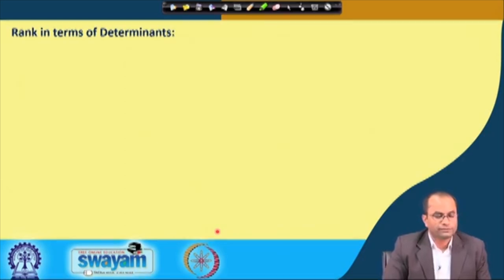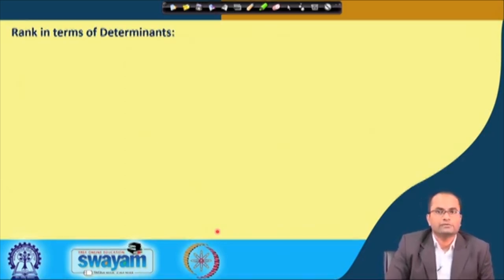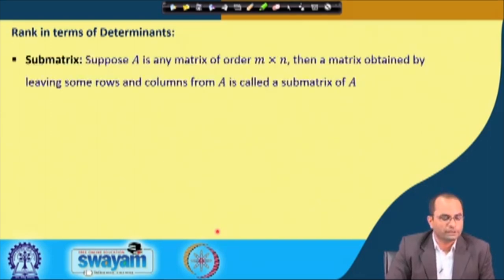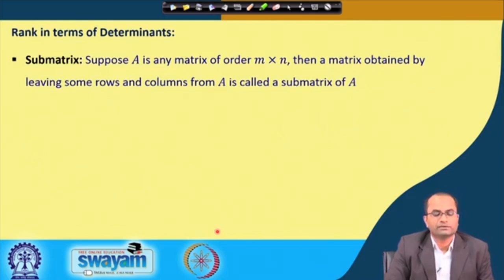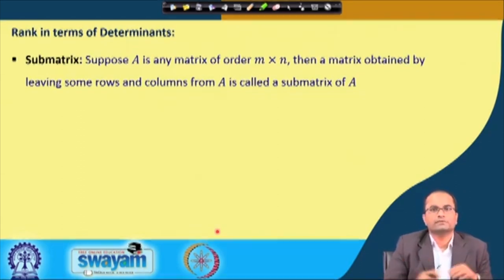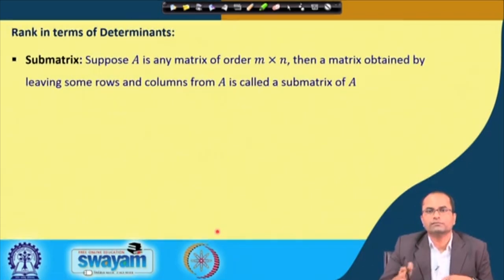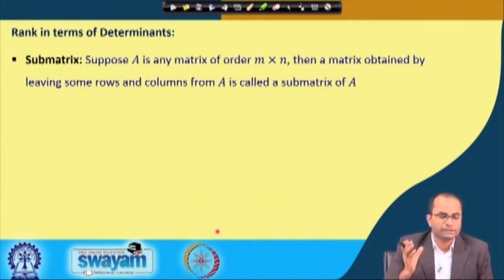There is another way of determining this rank in terms of the determinant. That we will shortly now give. First, the definition of the submatrix. Suppose A is any matrix of order m cross n, then a matrix obtained by leaving some rows and some columns from A is called a submatrix. So, a matrix is given, we remove, let us say, the first row and the third column, then whatever is left, this matrix is a submatrix, or we can remove more rows, more columns. So, whatever smaller matrix we get by removing some rows and some columns, that is called the submatrix.